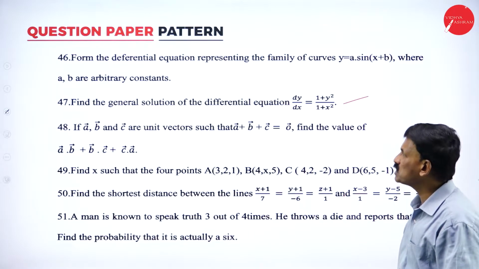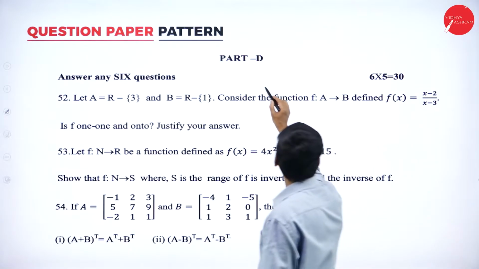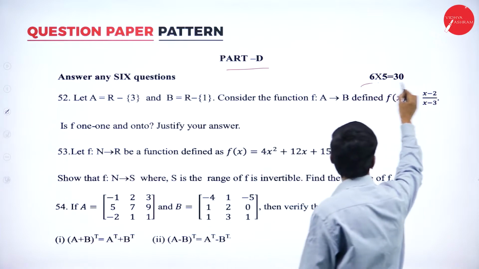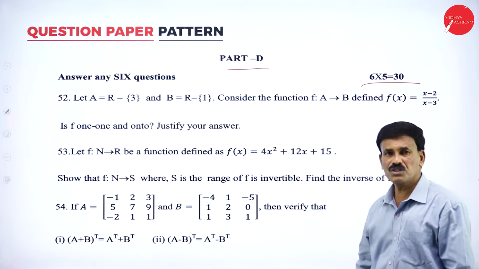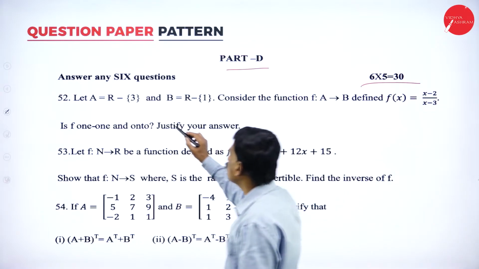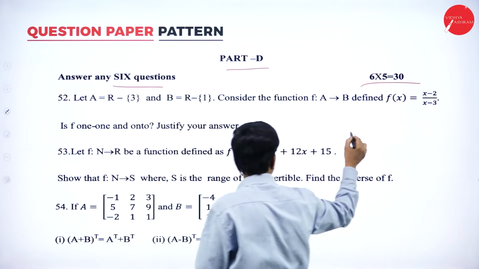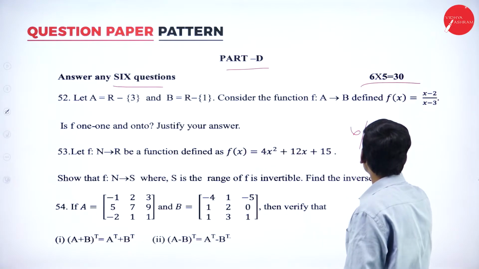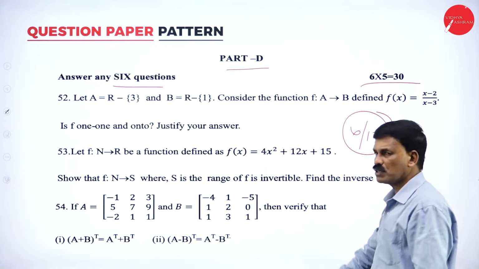Now let us come to the next very important part, that is Part D. This contains 30 marks. Here you are going to answer only 6 questions. Answer any 6. There are 12 questions, and out of these 12 you are going to answer 6.